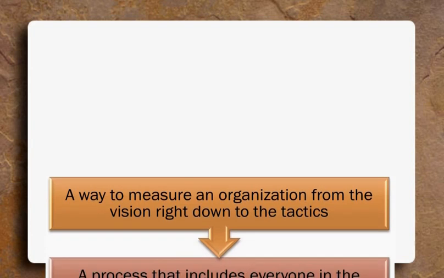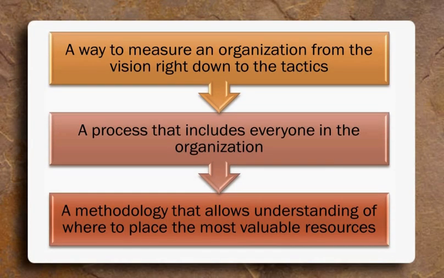To summarize, Hoshin Kanri is a way to measure the organization from the vision right down to the tactics that quality teams execute. Next, Hoshin Kanri is a process that includes everyone in the organization. Finally, Hoshin Kanri becomes an enabling feature in the continuous improvement process for many reasons, but primarily because Hoshin makes it clear where to place the most valuable resources in order to reach the most critical business objectives.